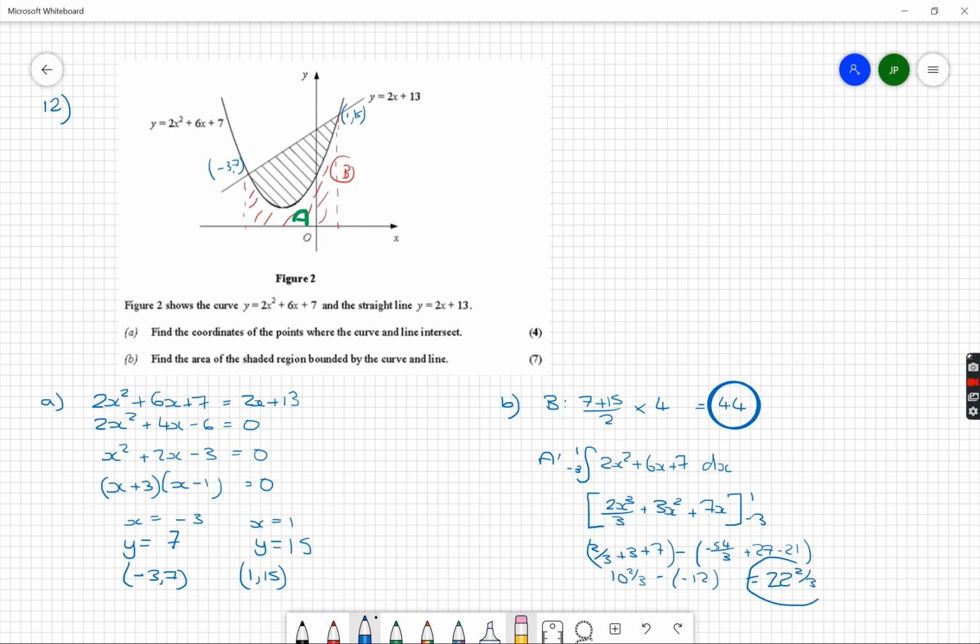So to find my total area, I've got my two parts here. All I need to do is do my 44, subtract my 22 and 2/3, which is going to give me 21 and 1/3 units squared. Identify your areas first.